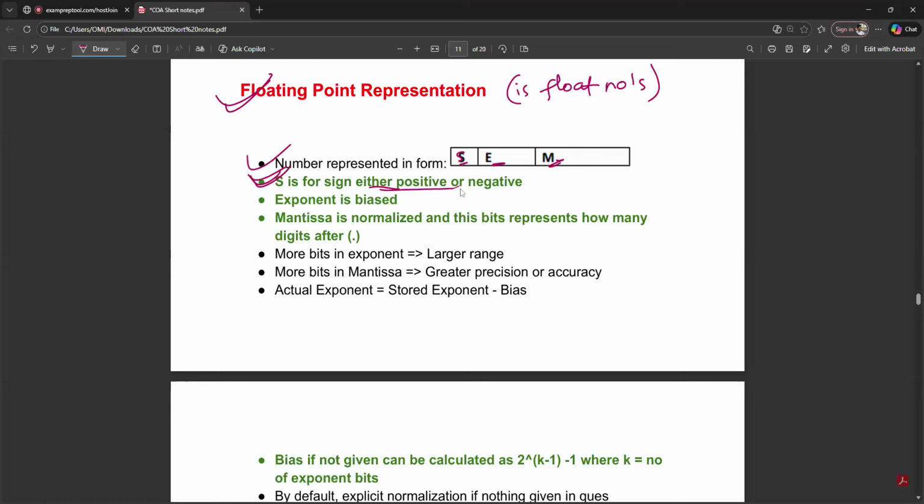S is for sign, either positive or negative, 1 or 0. Exponent is biased, so this is the biased exponent. Mantissa is normalized, and these bits represent how many digits after the point. So this represents the Mantissa. If there are more bits in the exponent, it means a larger range, right?